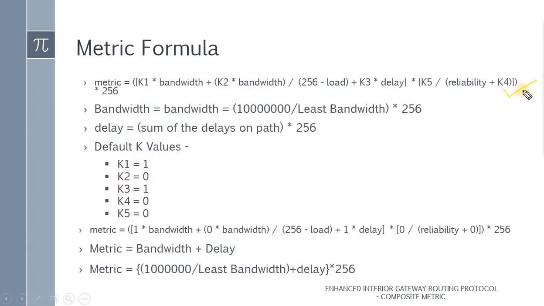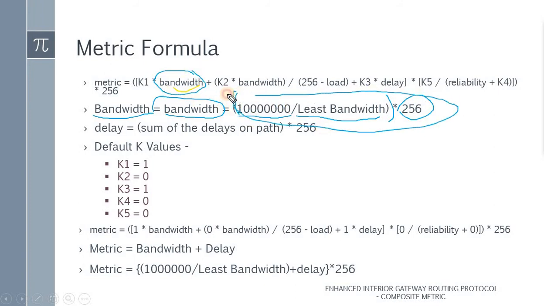This is the raw formula for metric calculations, and it has been taken from the Cisco Learning website. If you go to the Cisco Learning website, you will find this formula there as well. The second part comes with the bandwidth. Bandwidth means 10 to the power 7 divided by the least bandwidth, multiplied by 256. This is the bandwidth part of the formula.